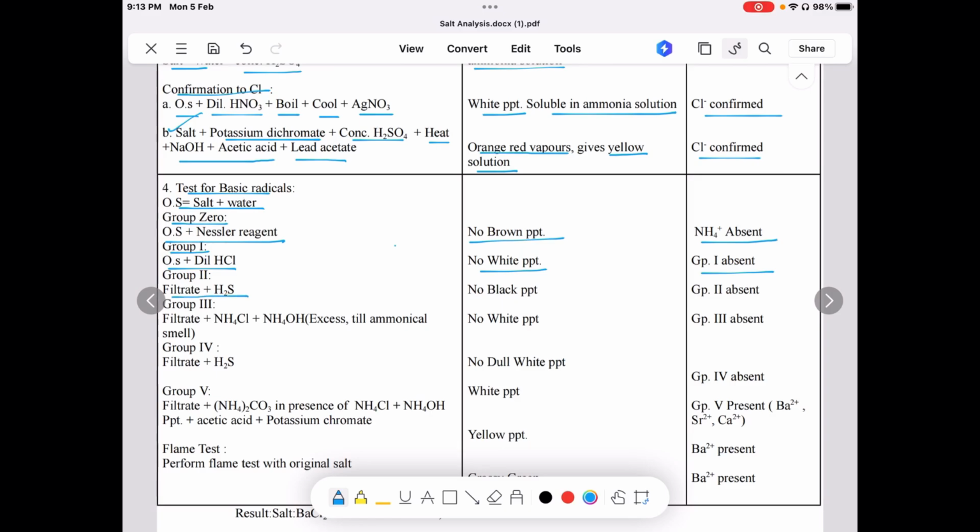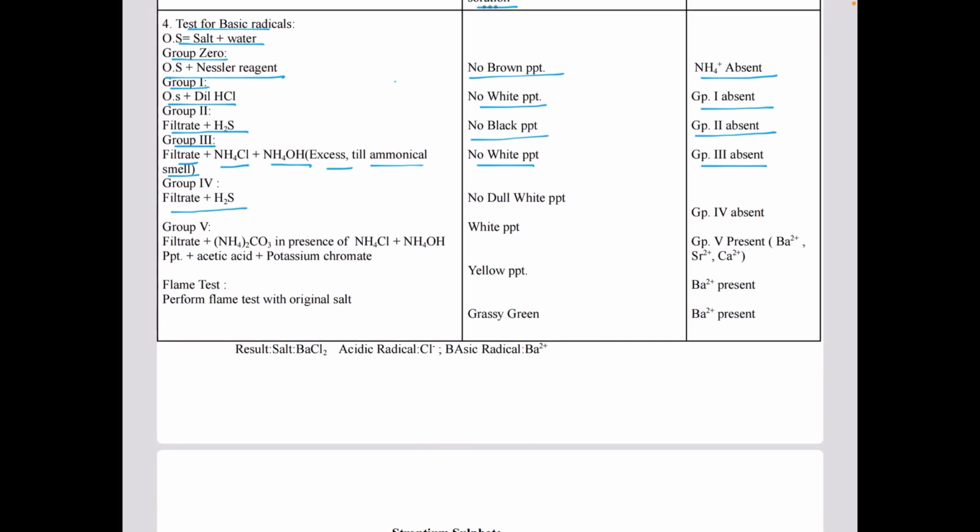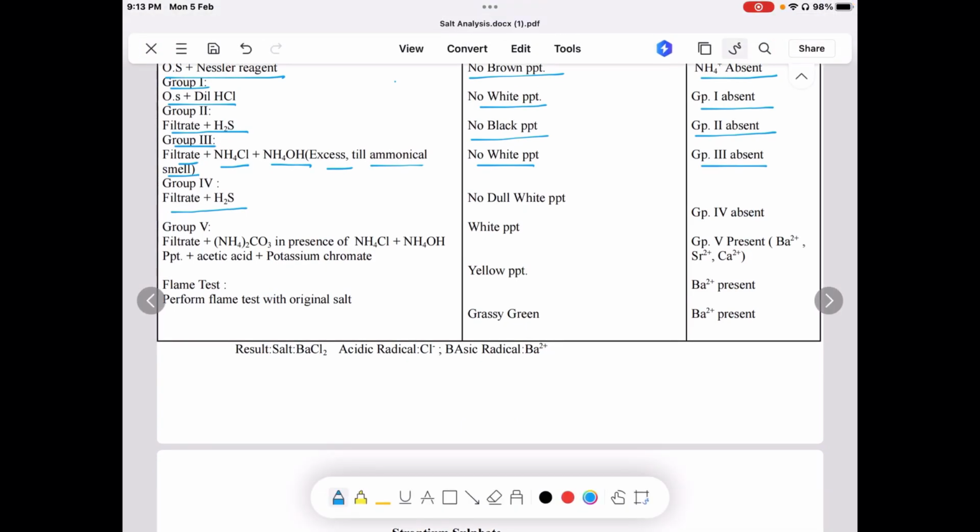Then to the filtrate of group 1 we pass H2S gas, no black precipitate forms, so group 2 is also absent here. Next step, test for group 3. To the filtrate of group 2, we add ammonium chloride followed by ammonium hydroxide in excess till ammonical smell forms. No white precipitate, group 3 absent. To the filtrate of group 4, we pass H2S gas. No dull white precipitate will be formed here, so group 4 is also absent.